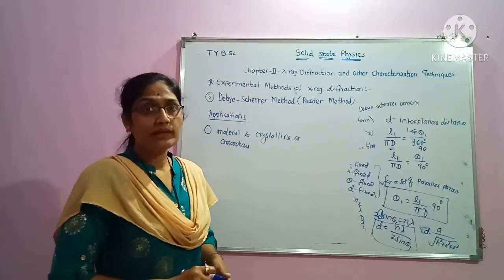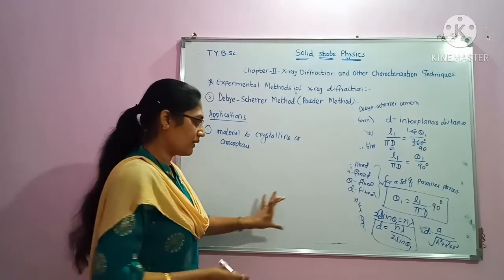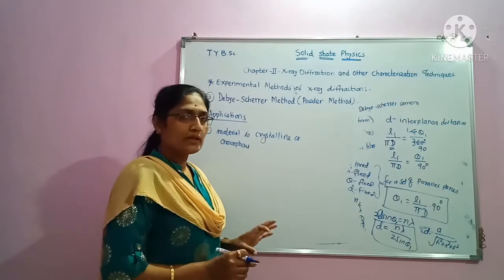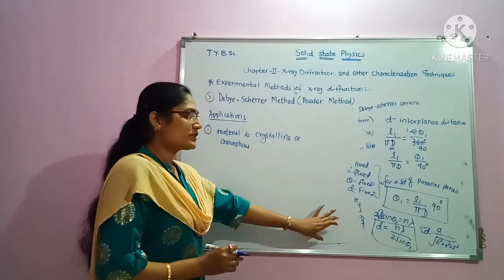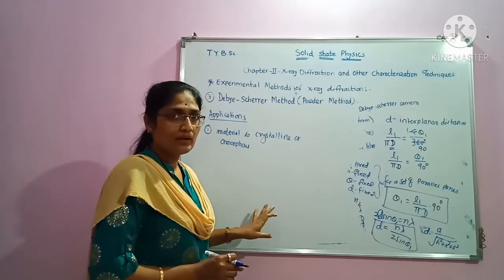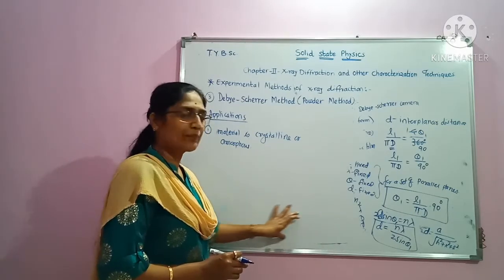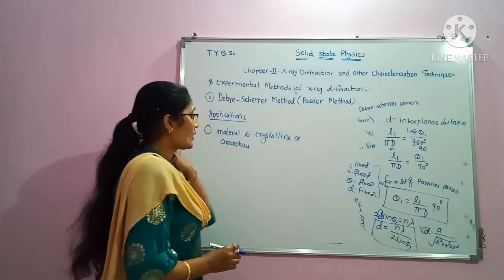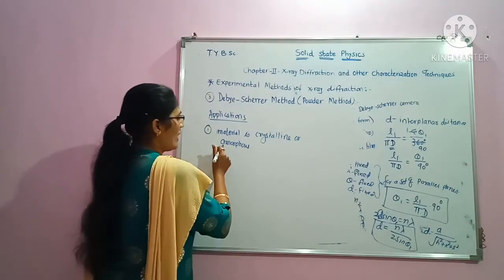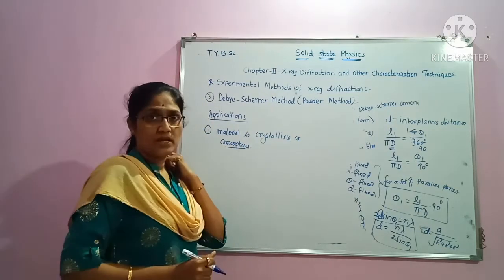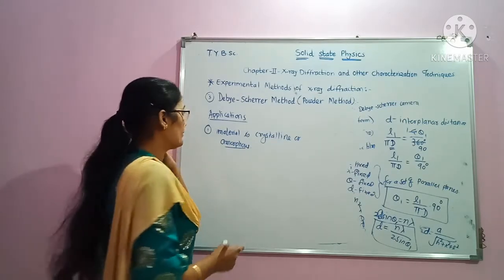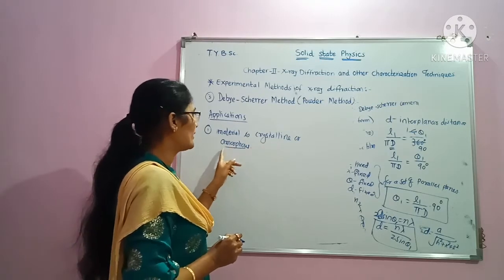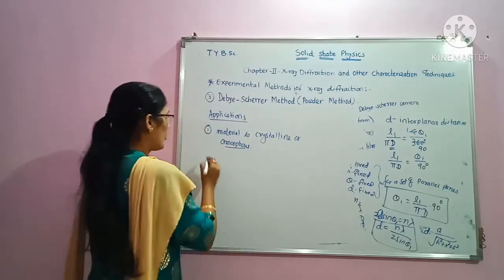because only in case of crystalline material such type of concentric rings will be observed. In case of amorphous material, such type of pattern or the photograph will not be observed, because in case of amorphous materials, Bragg's law will not be fulfilled. So one can determine the type of material whether it is crystalline or amorphous.